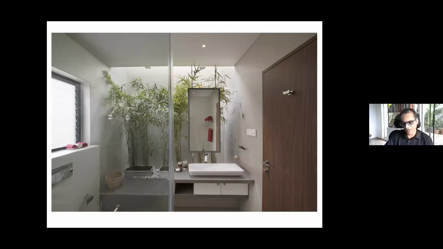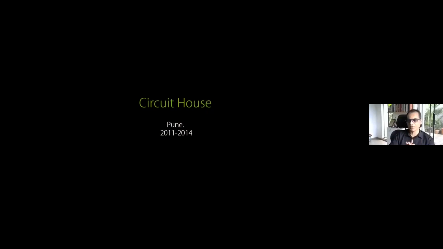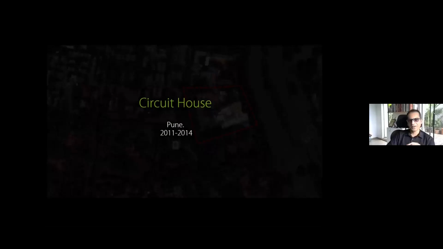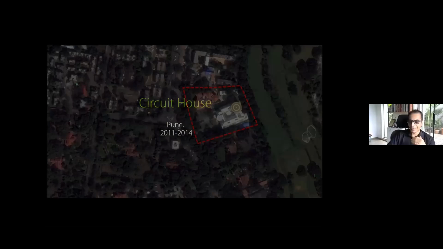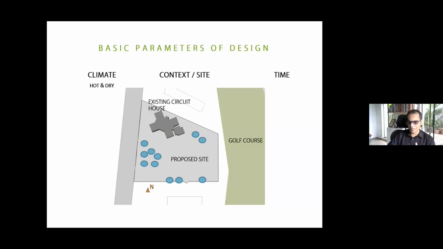So, after talking about all the strategies, I would like to give you examples of two of our projects which we did in Pune. These are public buildings. The first project I'm talking about is a circuit house in Pune. I would like to explain how we evolve our spaces right from the beginning, keeping in mind all the aspects of natural lighting, daylighting, and green building ethos.